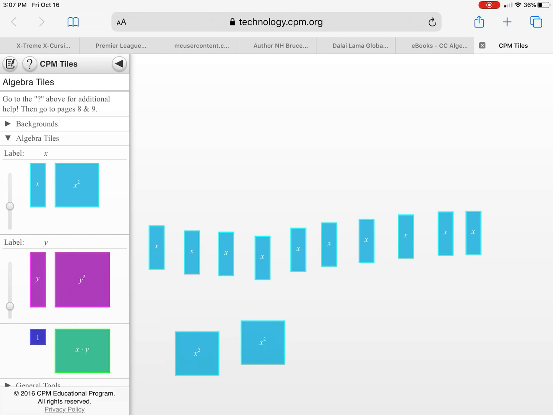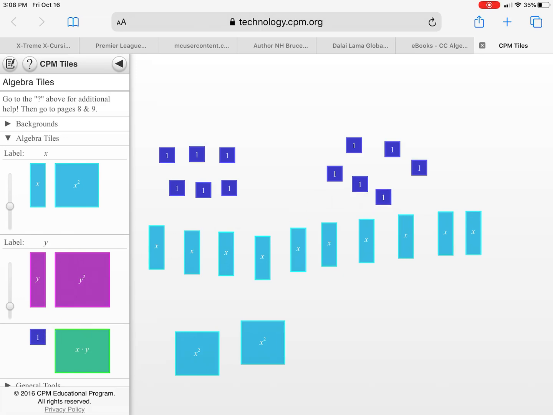Okay, now it says plus 12. Where 12 is a number, we represent those using individual 1 tiles. And I need 12 of those. So there are 6 there, and then I need 6 more. One more, and we got it.